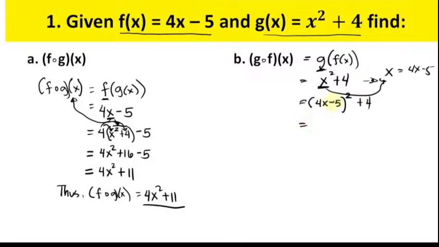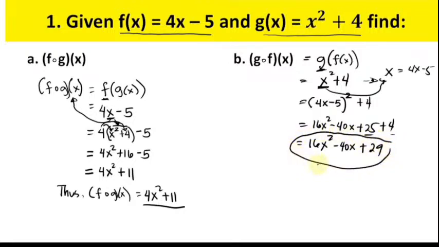Then simplify, 4x minus 5 raised to 2, that is equivalent to 16x squared minus 40x plus 25 plus 4, then equals, combine like terms, so that is 16x squared minus 40x, 25 plus 4, that is positive 29. So ito na yung sagot natin.